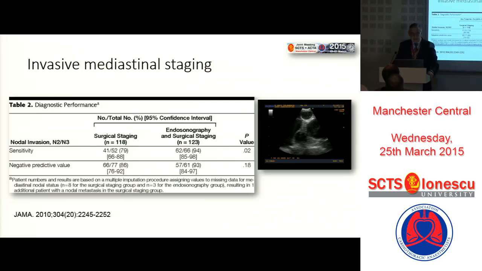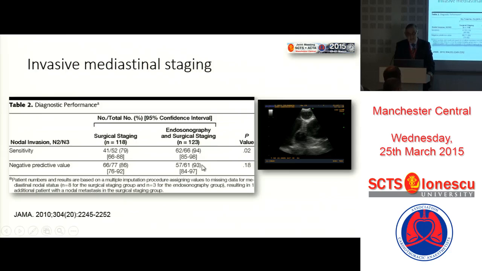Let's focus on invasive mediastinal staging. This randomized clinical trial was published in the Journal of the American Medical Association in 2010. It comes from the Netherlands, or from Belgium maybe, I apologize, I don't remember this time. From Europe, okay, no problem. In this arm, you see surgical staging, meaning mediastinoscopy. In this arm, you see endosonography plus surgical staging. Patients were randomized to receive only mediastinoscopy or EBUS and mediastinoscopy.